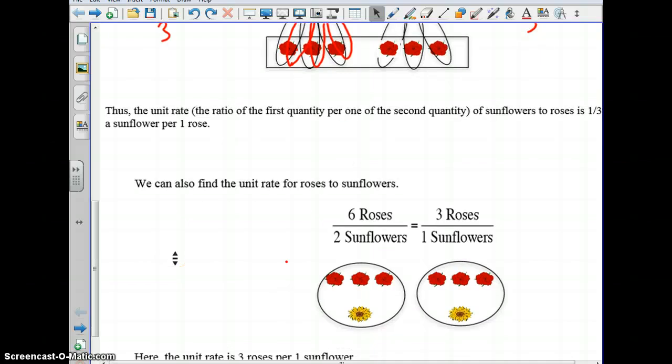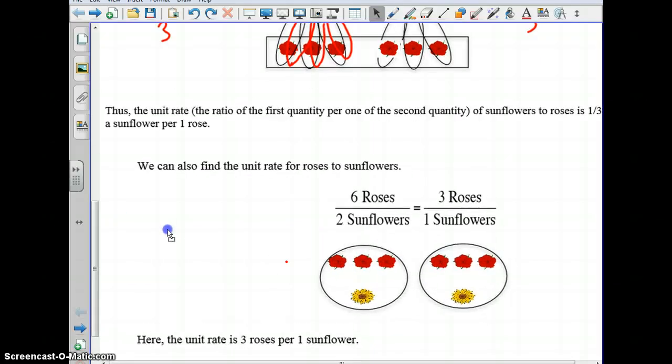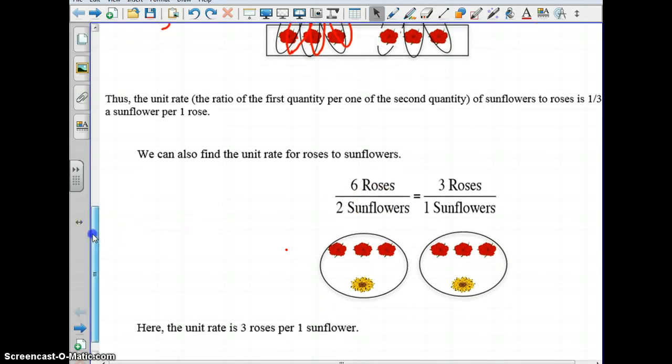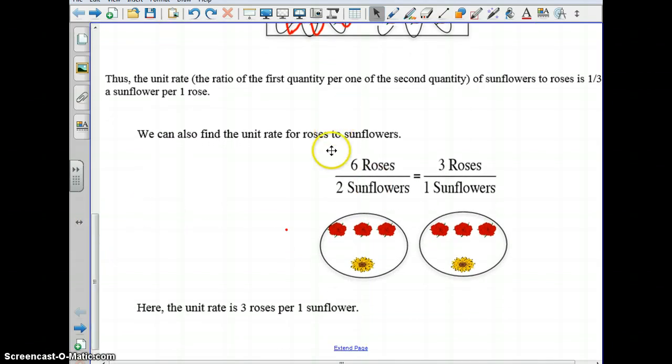Now that's generally not the way you're going to write unit rate. Usually it won't have a fraction, but occasionally it will, right there. So I'm glad they showed it to you that way. It says you could also find the unit rate for roses to sunflowers. This would be 3 roses for every 1 sunflower.